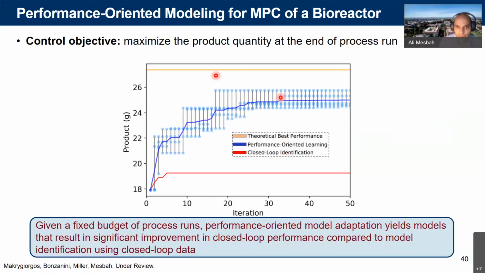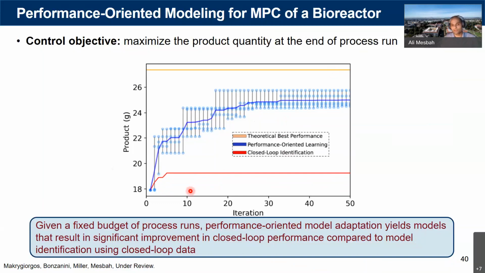So what you can see here, this yellow line, is our theoretical best performance, right? By solving an optimal control problem under the assumption that you know everything, and there's no uncertainty in the system. What you see here as the red profile is closed loop identification.